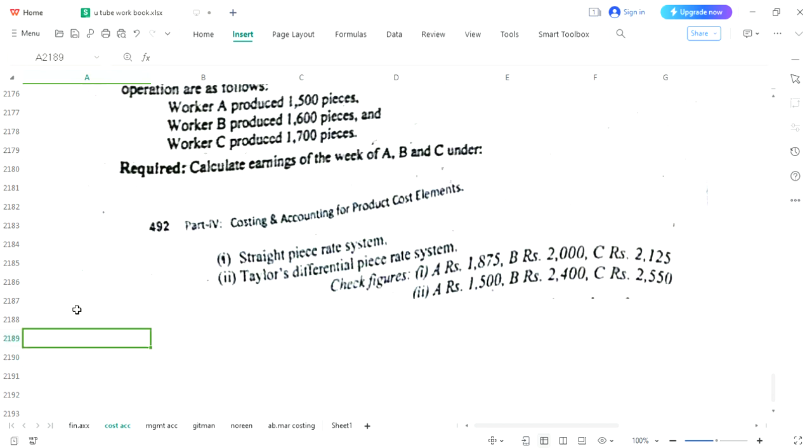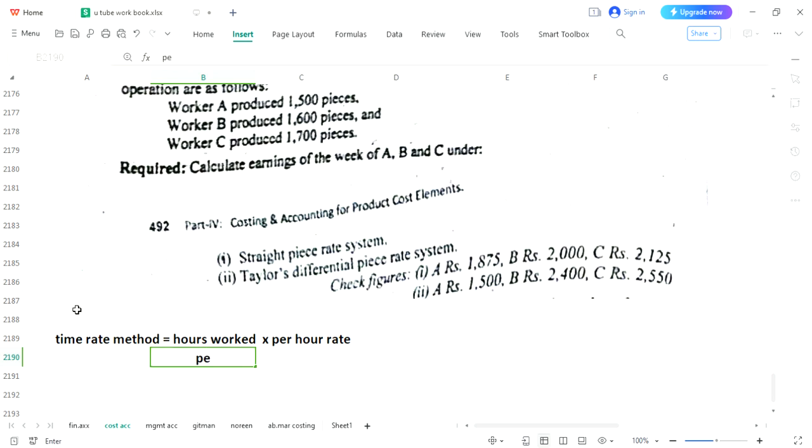As you know, in this chapter we have discussed the time rate method, where a worker comes and works in the factory. Hours worked would be noted down and multiplied by the per hour rate. In a simple way you will be able to calculate the wages of this worker. Then we discussed the piece work rate system: the number of pieces a worker makes, and the per piece rate would already have been decided. So this rate would be multiplied by the number of pieces manufactured, and the worker would get the wage.